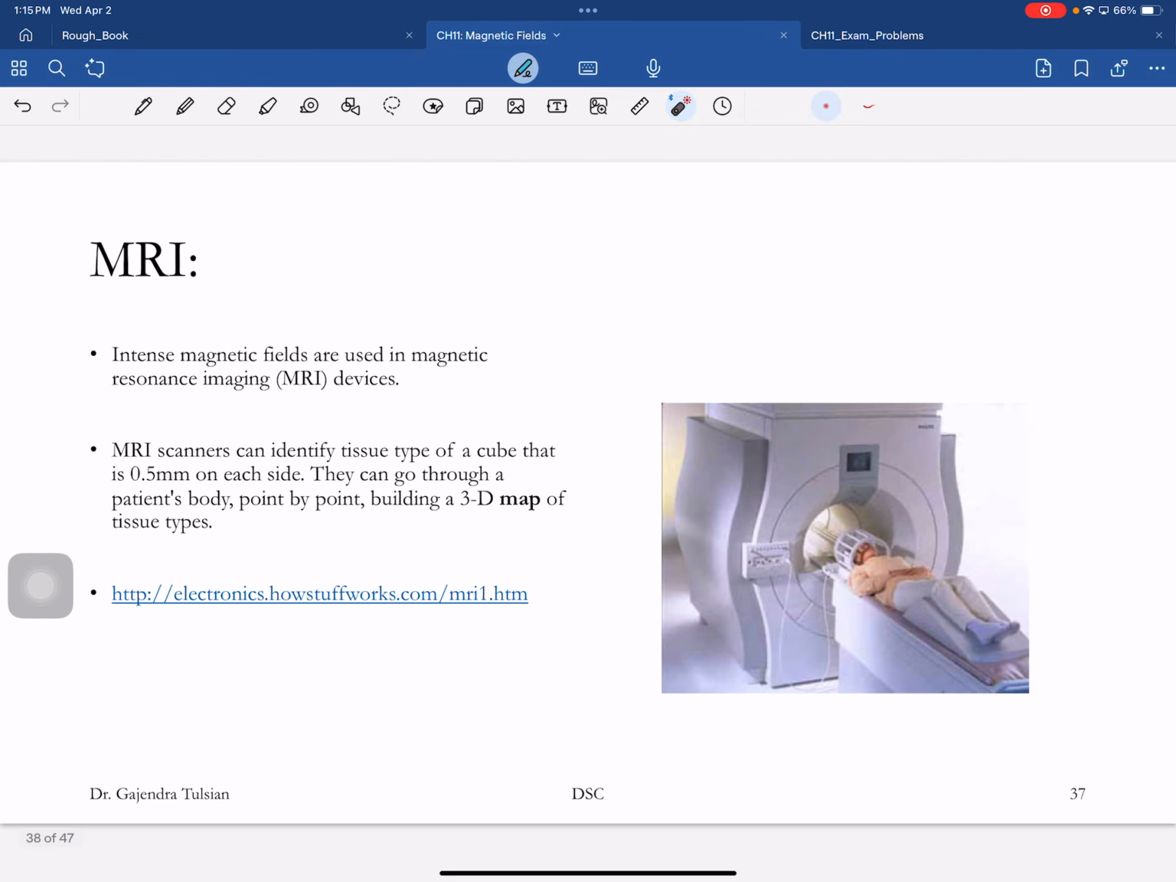This is a long story, so unless you guys absolutely want to hear it, we'll stop here. This is MRI machines.